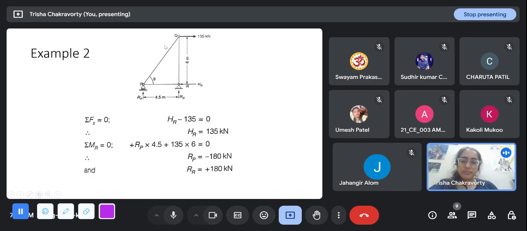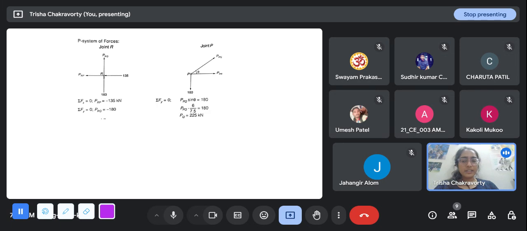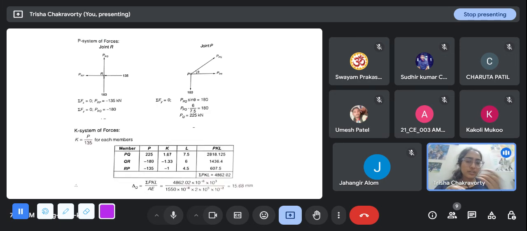So the displacement that has been asked is the horizontal displacement at this point Q. Since there is only one force acting here, 135, if you remove the 135 and replace it by a 1, then all the member forces will just be divided by 135. This directly dividing method will not work if there are multiple forces. It works only when there is only one force and it is just getting divided by a value. So P by 135 for each member.